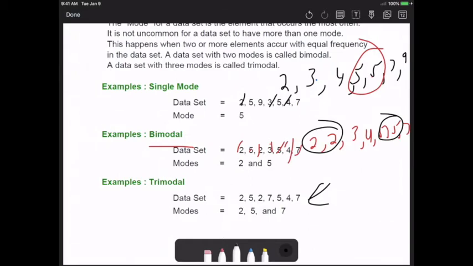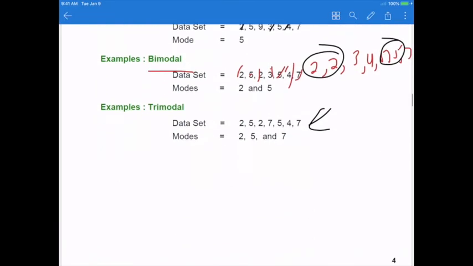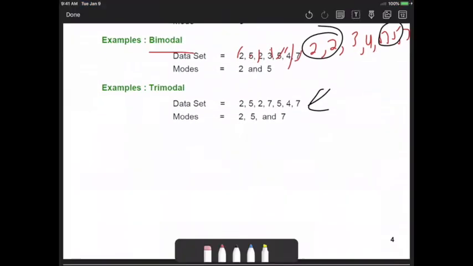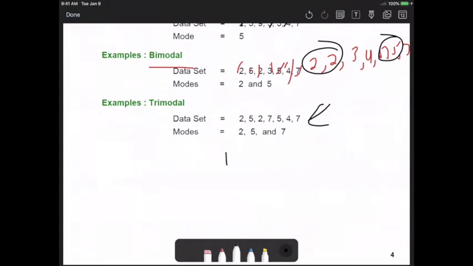Now, there's something in here that they didn't show you. I'm going to write some numbers here. And if I have numbers in my data set that are, let's say, 1, 2, and 3, and I say to you, what's the mode there?